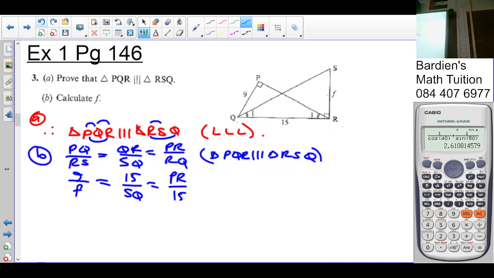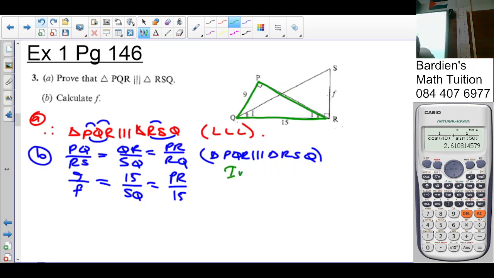I don't have a known ratio. So going back to the diagram, if we inspect the other triangle, what do you notice? We can actually apply the theorem of Pythagoras. So let's do this on the side.